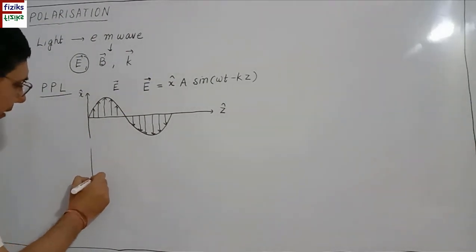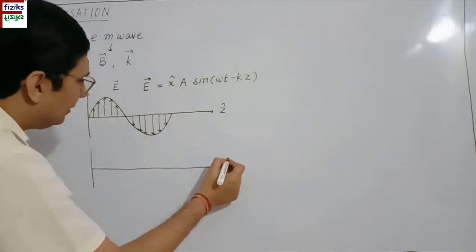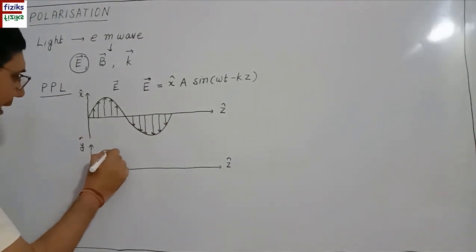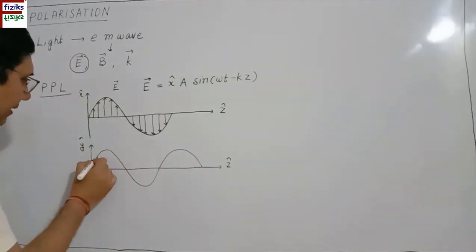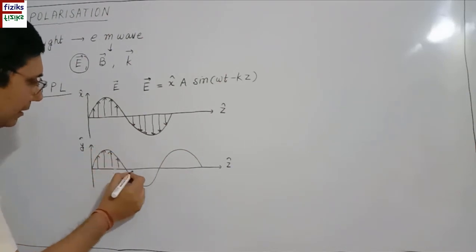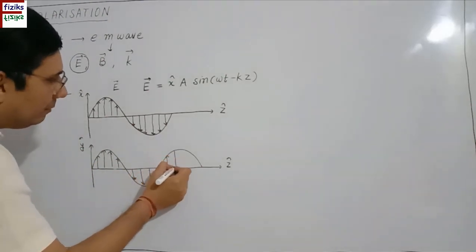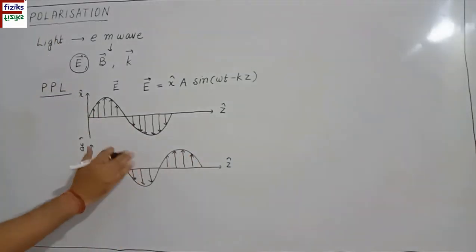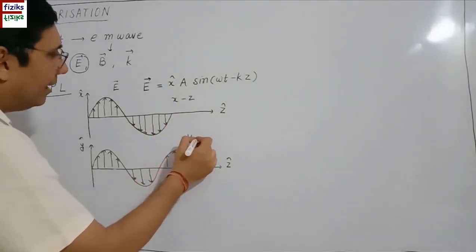Similarly, these electric vectors can be in the Y cap direction. Suppose wave is propagating in Z cap direction, this is Y cap direction. So again we can have a wave like this, and electric vectors are now oscillating in the YZ plane. So in both these cases you can observe that electric vector is confined in a plane. Here this is confined in XZ plane, here they are confined in YZ plane.